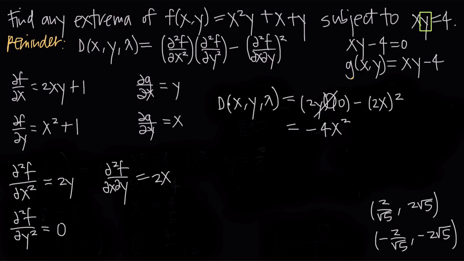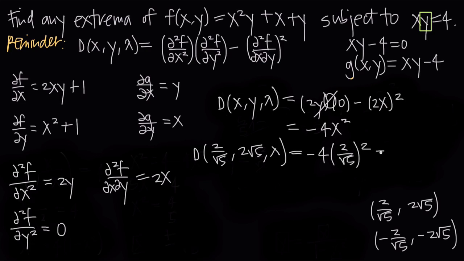Now what we want to do is evaluate D at each of these critical points. The value that we get as a result of plugging the critical points into D is going to tell us whether or not either of these critical points represent an extrema of the function. So we'll start with this first critical point. We'll plug that in. So we'll go ahead and say D of 2 over root 5, 2 root 5, and then lambda is going to be equal to, we have negative 4, and then we plug in the value of x, which is 2 over root 5 quantity squared. When we square 2 over root 5, we're going to get 4 over 5. When we multiply by a negative 4, we're going to get negative 16 over 5.